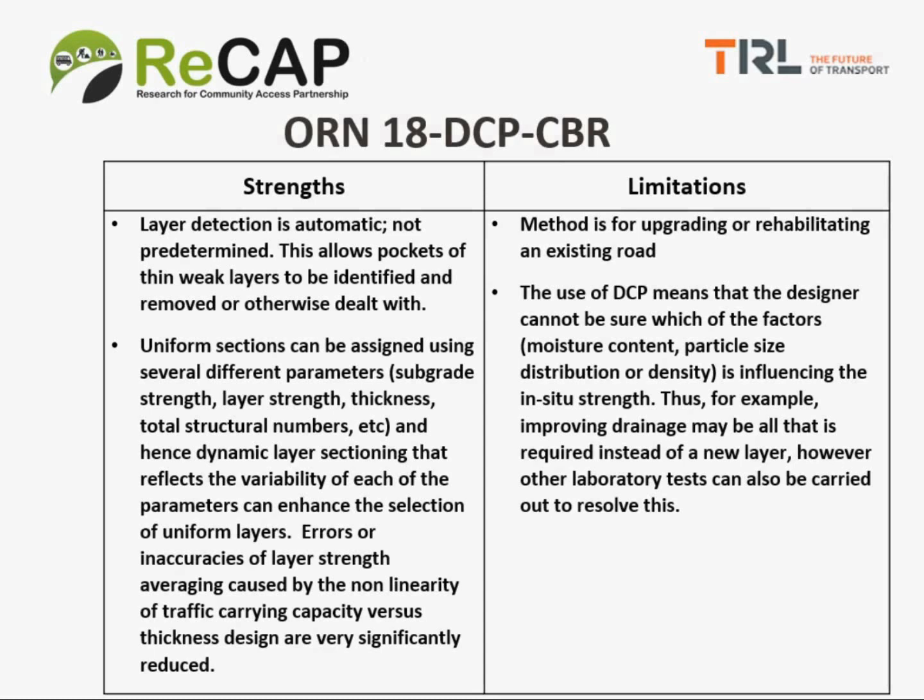However, it's not just the strength testing of the existing road that's important. The most important thing for upgrading or rehabilitating an existing road is to do a study of what has caused the poor performance of the road to be what it is. It's a forensic study. It's not just the thickness and strength. It may be just a drainage problem. It may be whatever. You need to do the forensic study, and Overseas Road 18 is a manual that shows you how to do that.